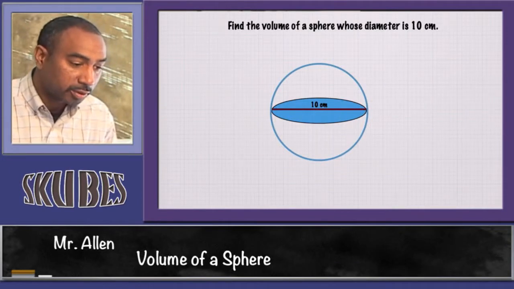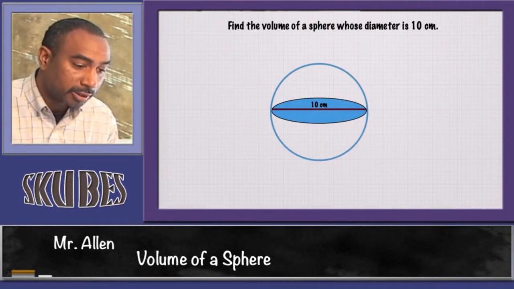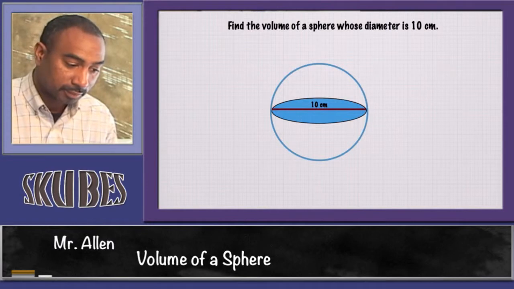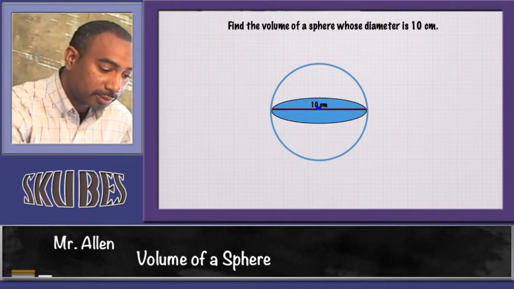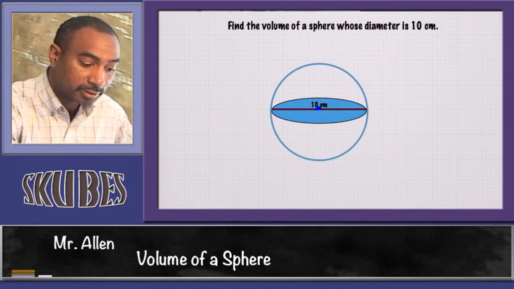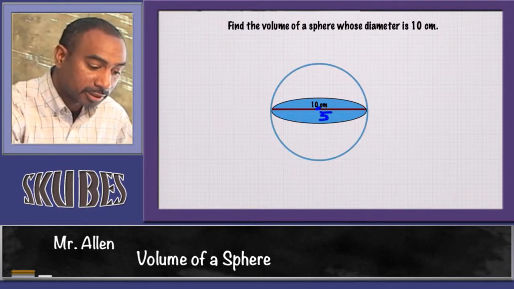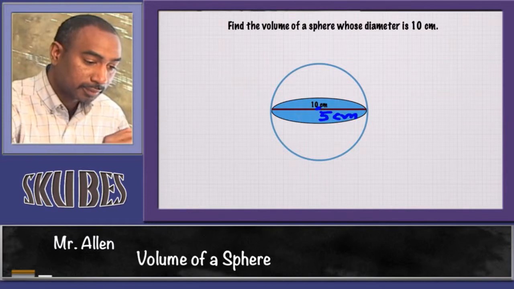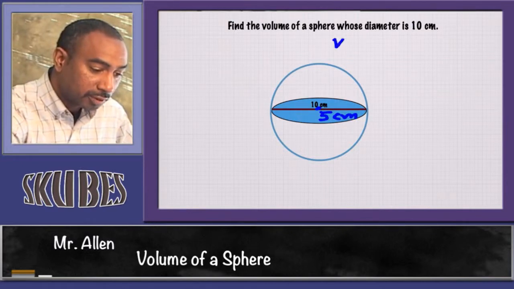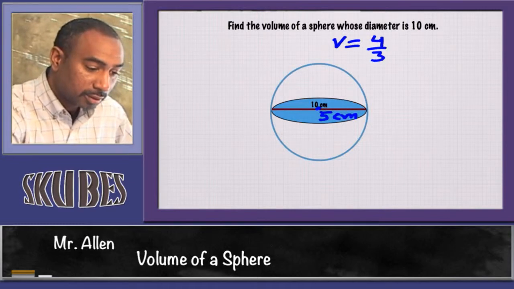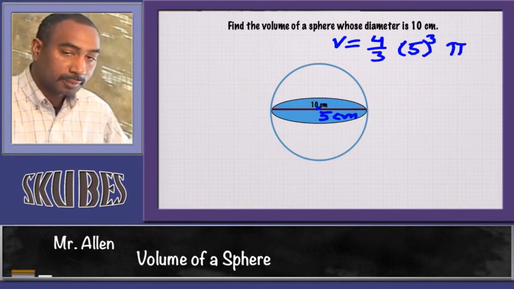All right, find the volume of a sphere whose diameter is 10 centimeters. Recall that the radius is always half the diameter. So if the diameter is 10 centimeters, the radius has to be 5 centimeters. So we're going to say the volume equals 4/3 times 5 cubed times pi.